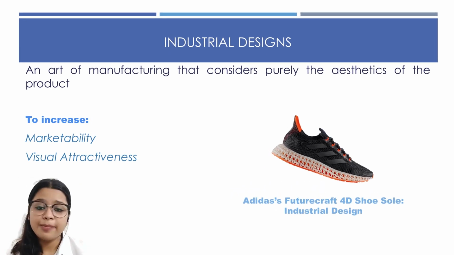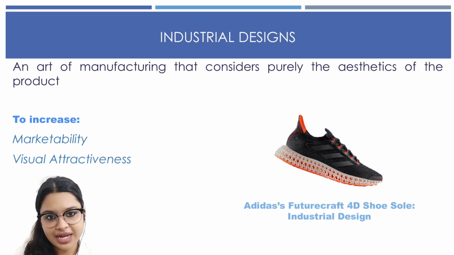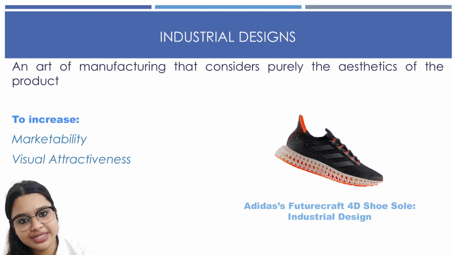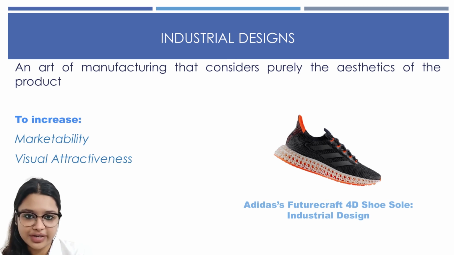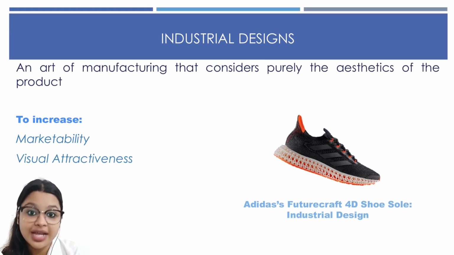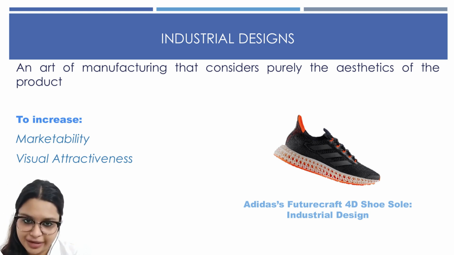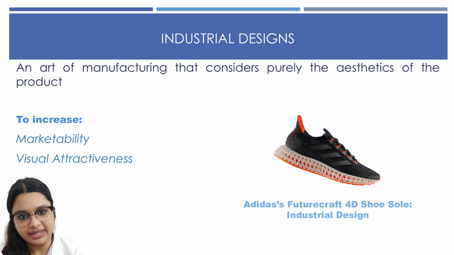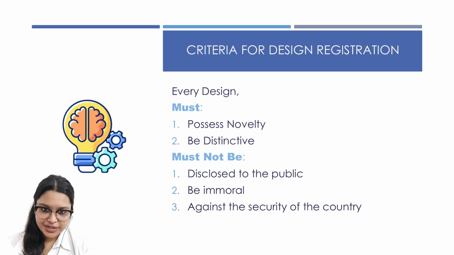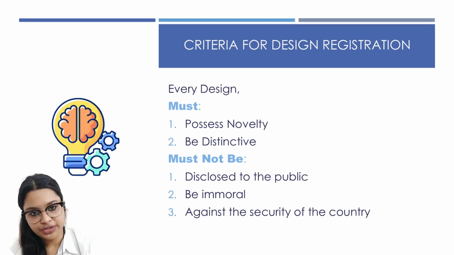While a design may include the technical and functional aspects of a product, an industrial design is focused exclusively on the visuals of a product. It is used to increase the marketability of a product, which attracts customers and is economically beneficial for businesses and companies. Next, we talk about the criteria for the registration of designs.